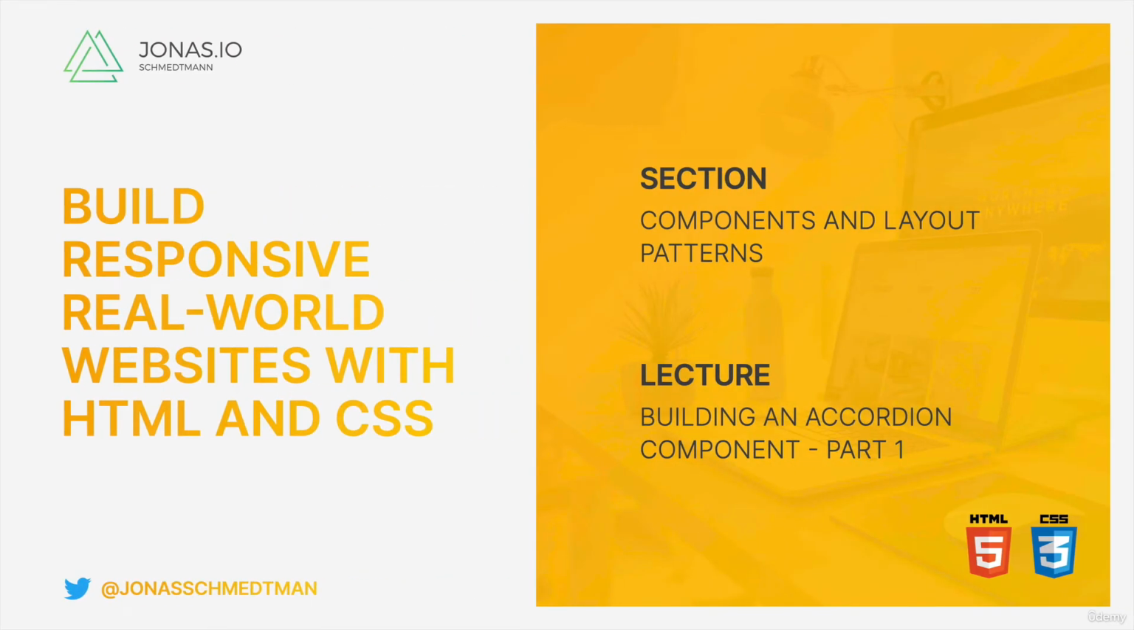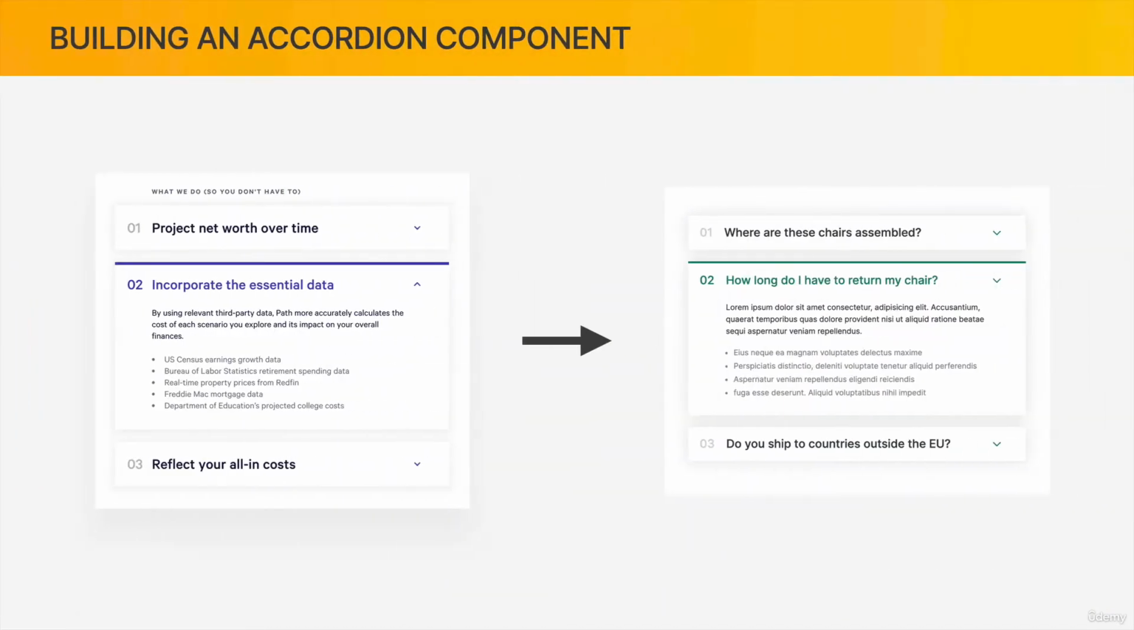Let's now finally go back to coding. In this lecture and the next one, we're going to build a beautiful accordion component. It's going to be based on the accordion example that we saw in the last lecture. So we're going to build something very similar, which will look like this one on the right side. So let's go do that.